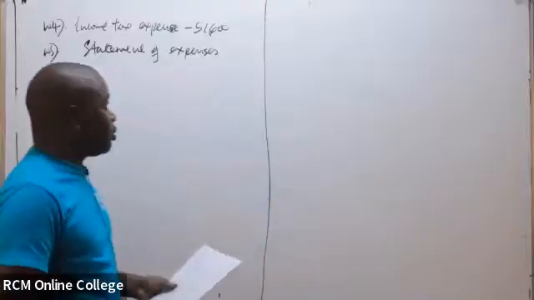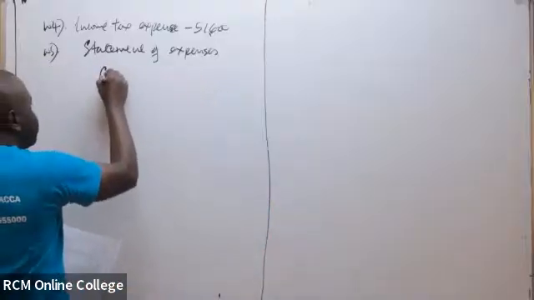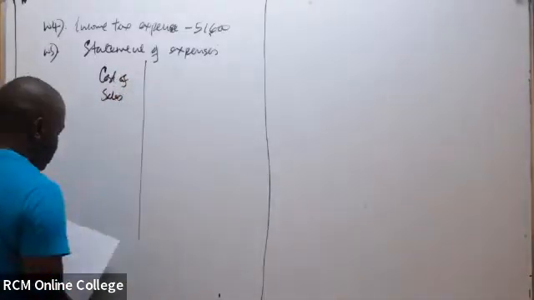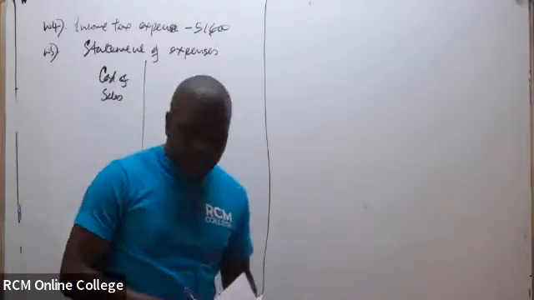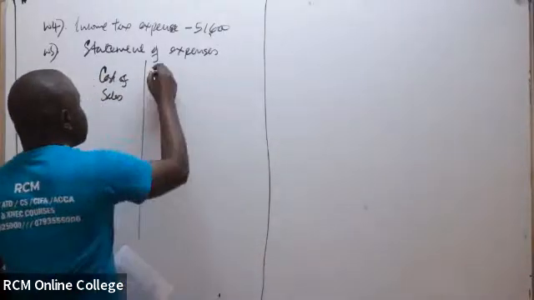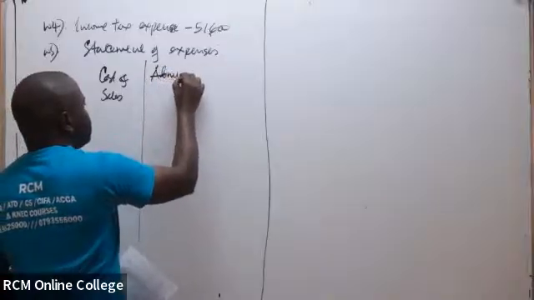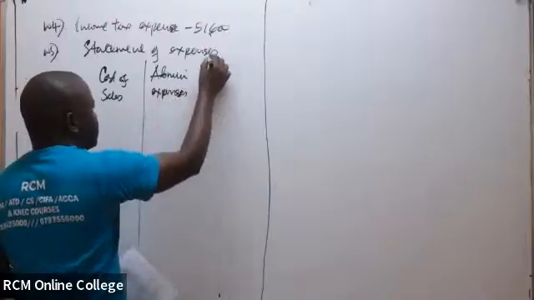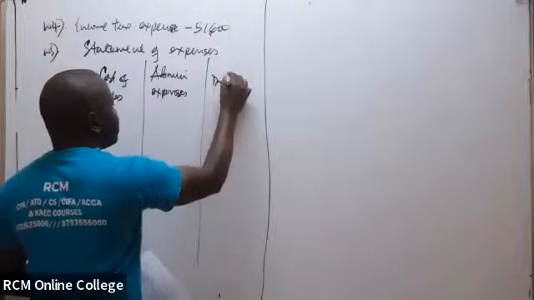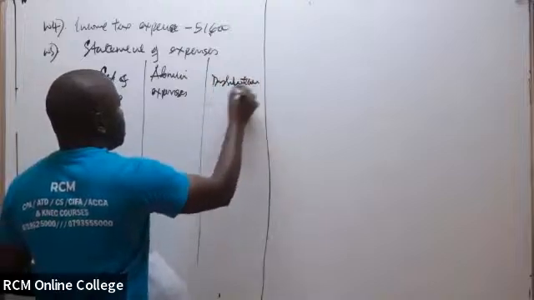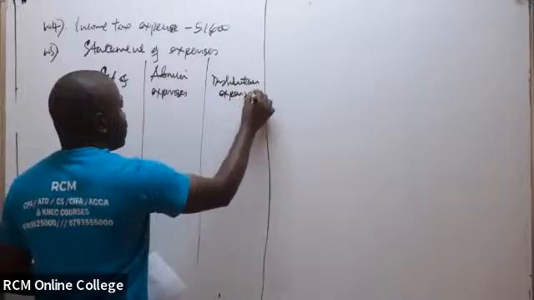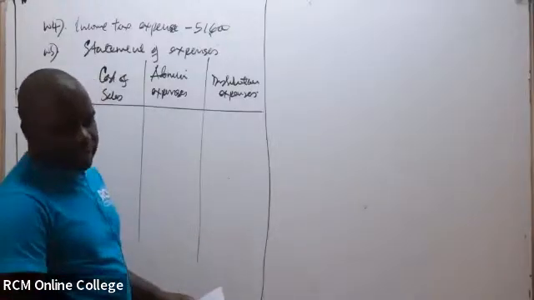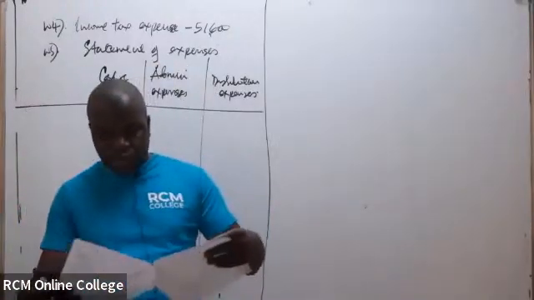So in this case, the predominant expense we are talking about is the cost of sales. We are also talking about the admin expenses, administration expenses, you can write just in full. Then we have the distribution expenses. So if you have finance expenses which have been affected, you can also include them.